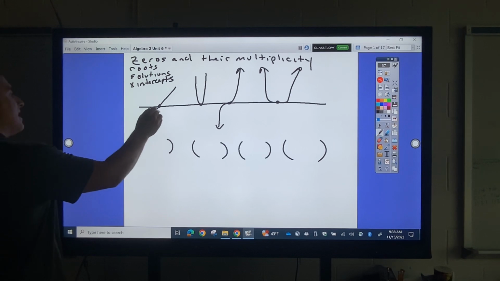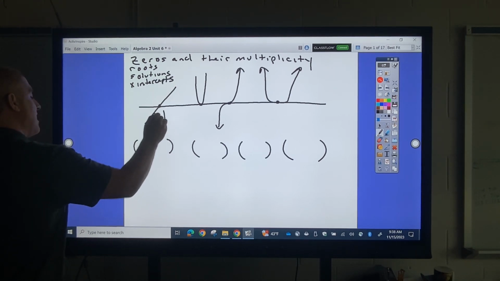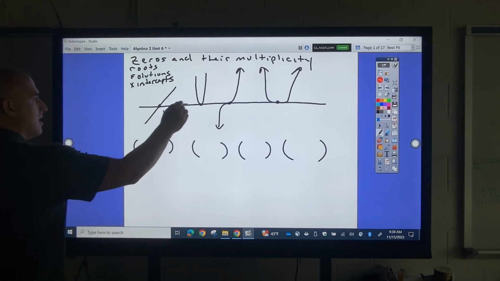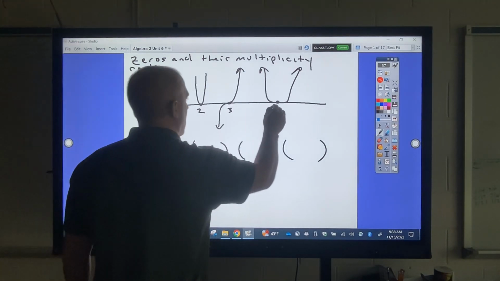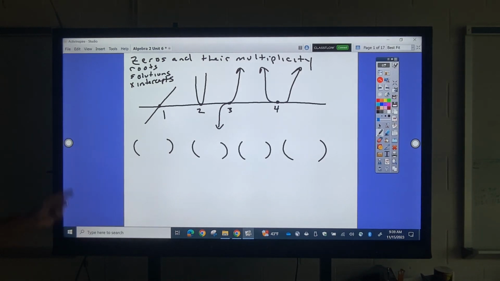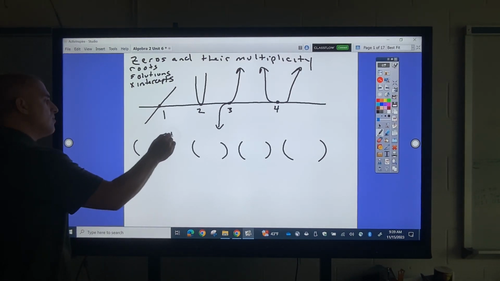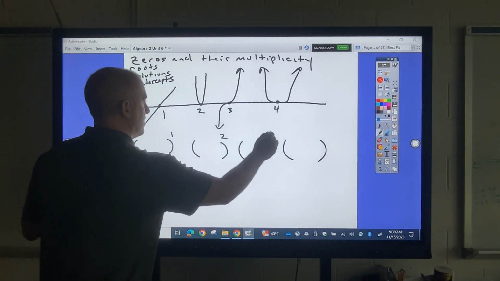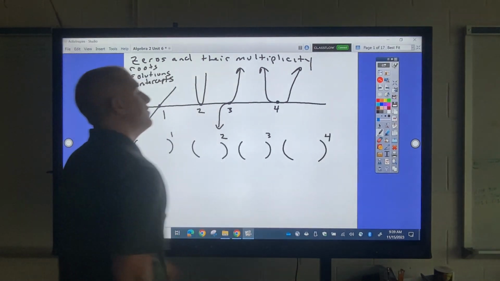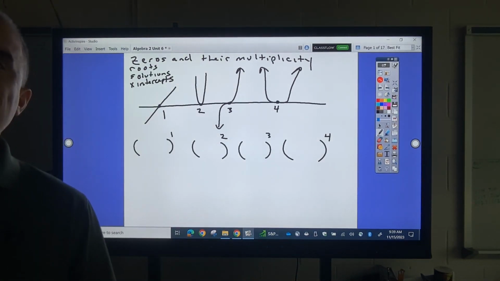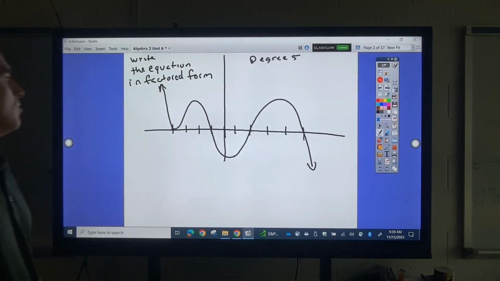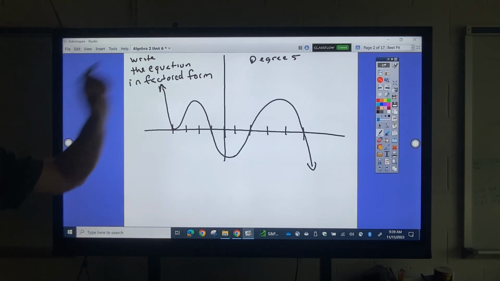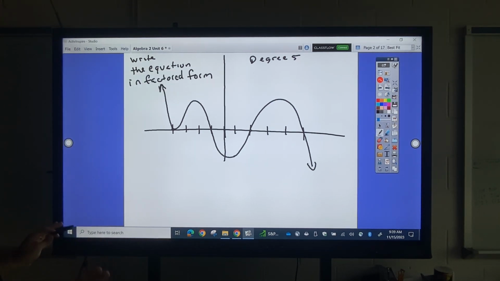Now, when it crosses through, that counts for 1. When it quick touches, it counts for 2. It curves through, it counts for 3. If it long touches, it counts for 4. That also means that when we make the factors for these, we have to use that number as the exponent. Now, we're going to start with writing the equation in factored form, and it tells you what the degree is if you ever get confused.